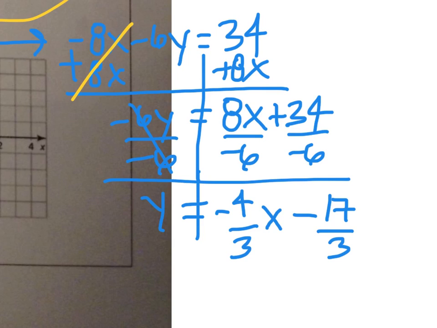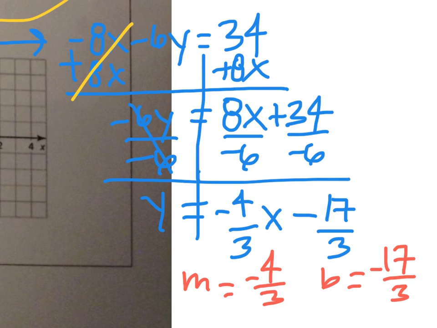So notice that your equations are actually very similar. They have the same slope but a different y-intercept. The key here is that they have the same slope, so think about what kind of lines have the same slope. If you're not sure, you'll find out in just a moment. Okay, so our m here is negative 4/3 and b is negative 17/3. Alright, so now go ahead and make sure that your graphs are correct.